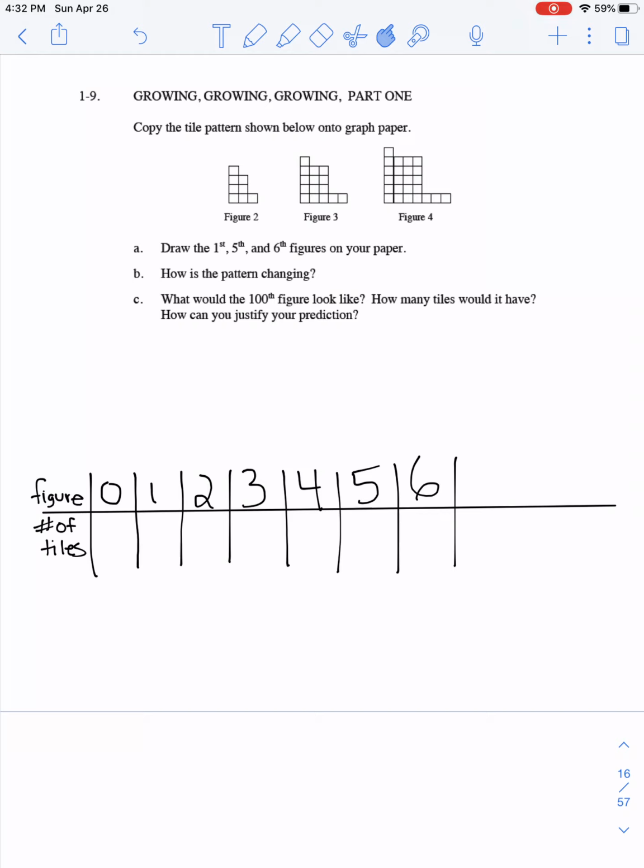A says draw the first, the fifth, and the sixth figures on your paper. B says how is the pattern changing? And C wants to know if we can figure out what the 100th figure would look like.